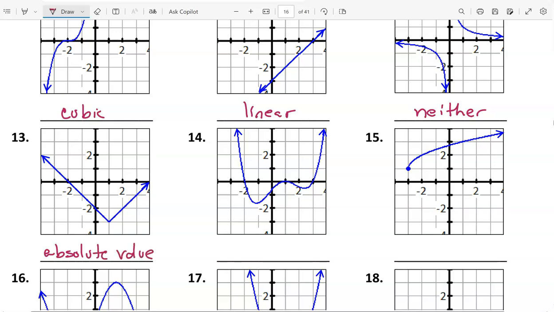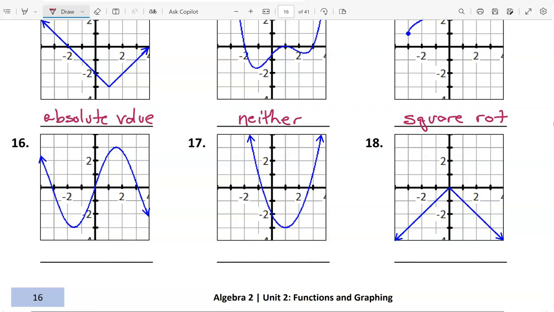Number 14 has too many bumps to be considered any of the graphs that we've looked at so far. That's neither. We'll study graphs like that in the later part of the course. Number 15 looks like half of that sideways parabola, so that is the square root function, or a transformation of the square root function.